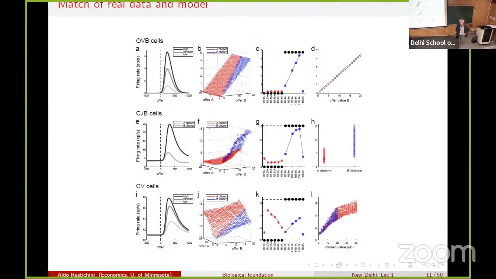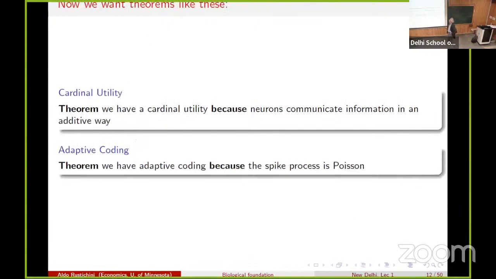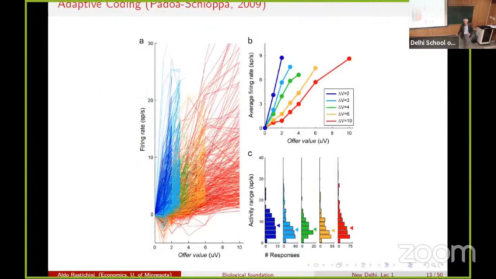Okay, so we have a model. Now I would like to show you that it can help explain something which economists know as reference-dependent choice, dependence on the environment. Now I have a model. I want to prove theorems like this. We have a cardinal utility because neurons communicate in an adaptive way. We have adaptive coding because the spike process is Poisson. Let me explain. I hope I'm not losing you. Here is the evidence. Let me explain this evidence. Again, this was evidence that was not explained.